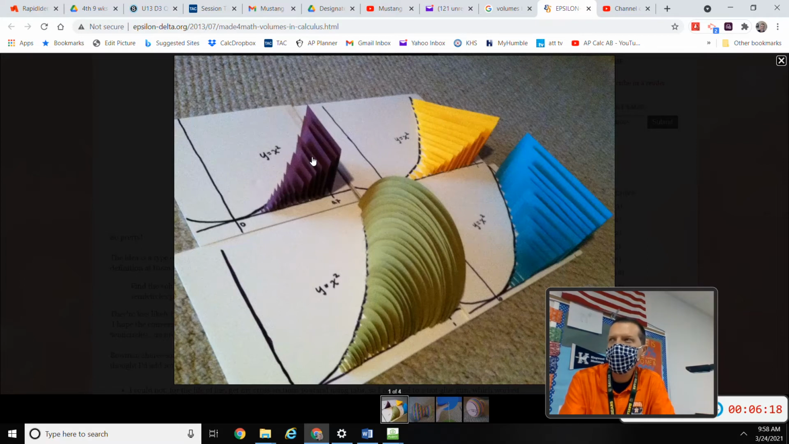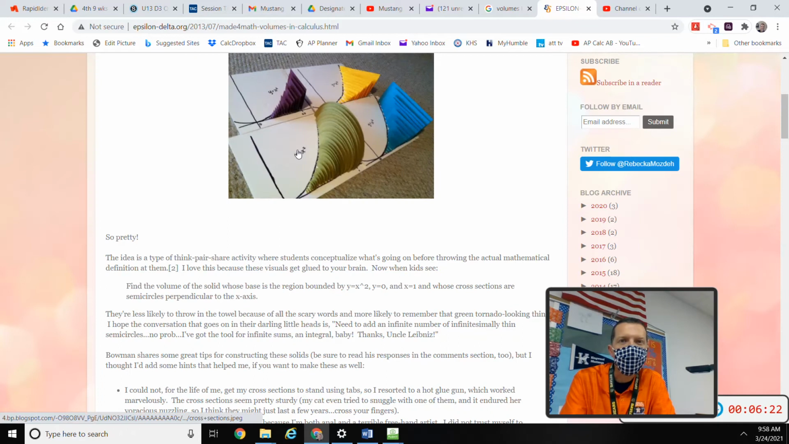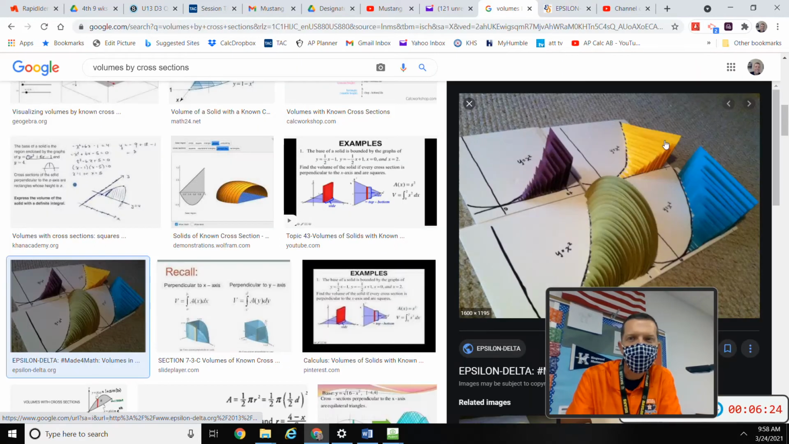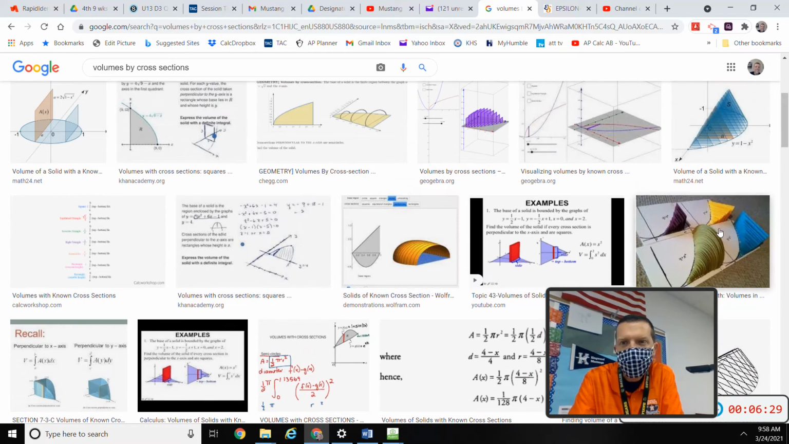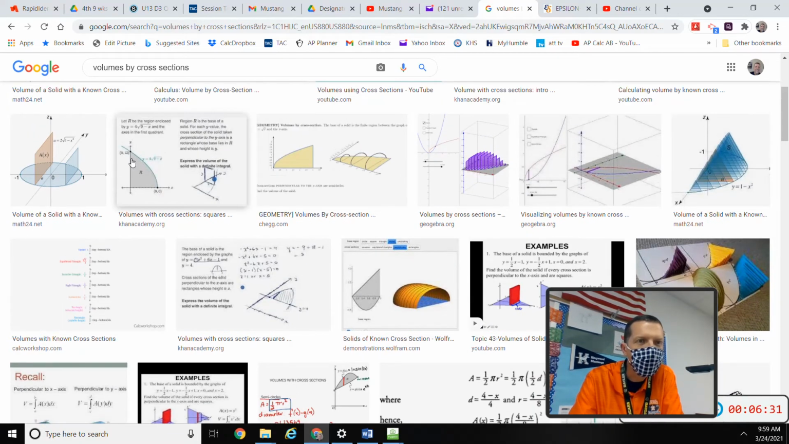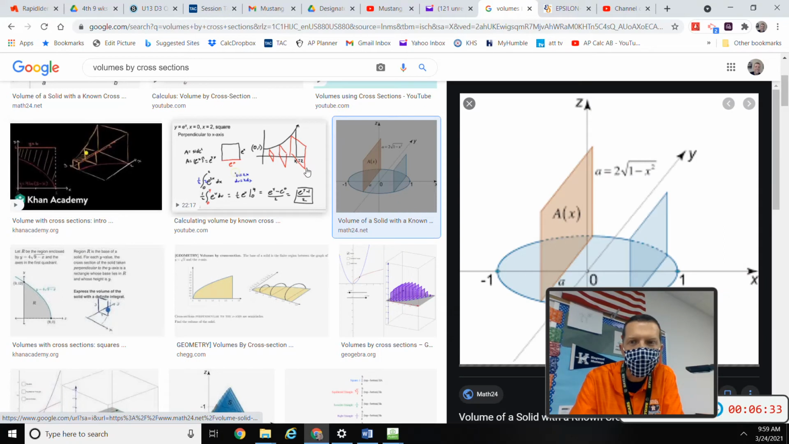So does this help visualize what we're looking at? Again, if you want to see pictures, you just Google volumes by cross-section, and you can see projects that kids have done. There's computer animations. Here's pretty close to what we're doing.